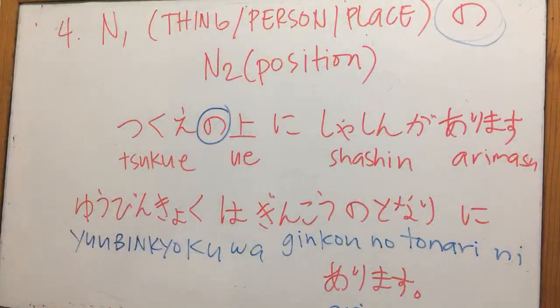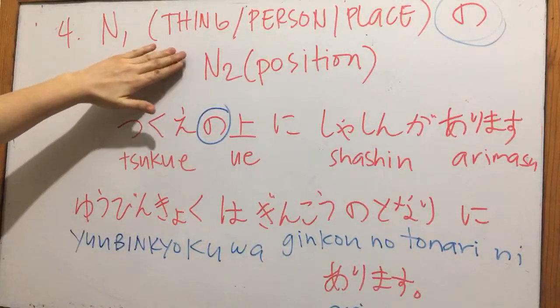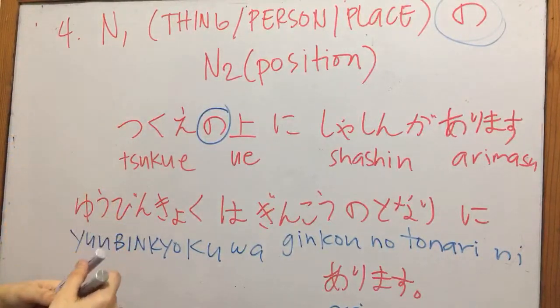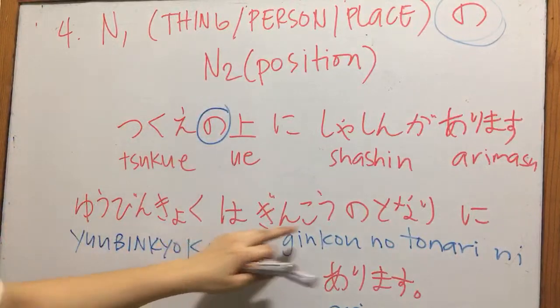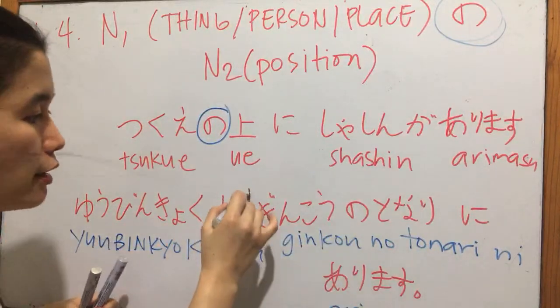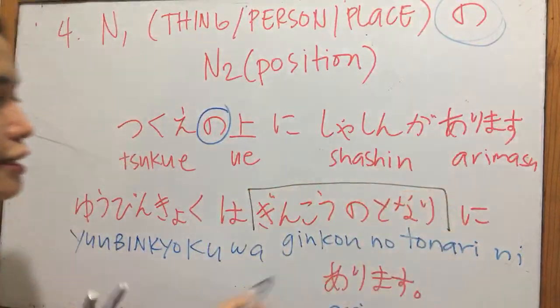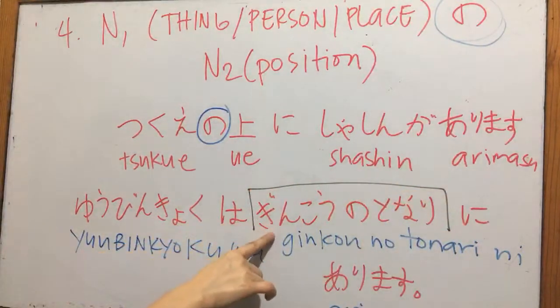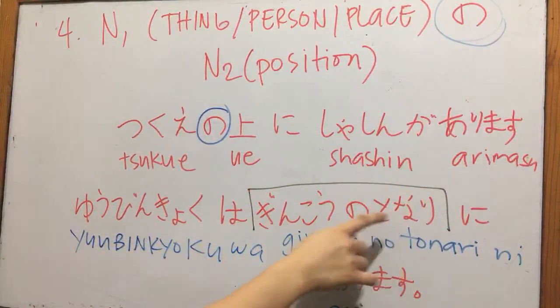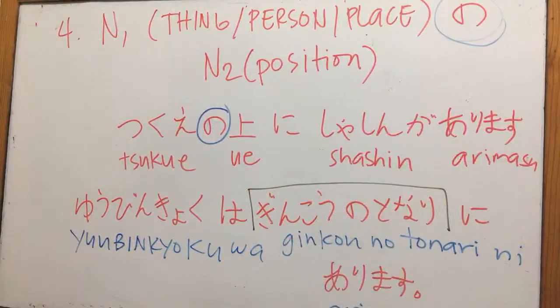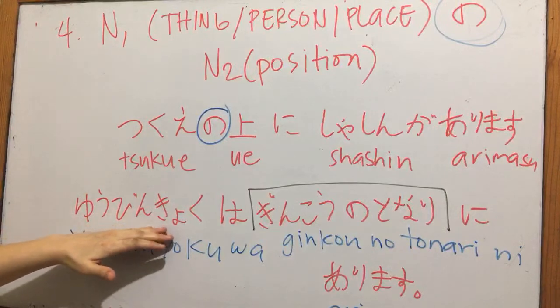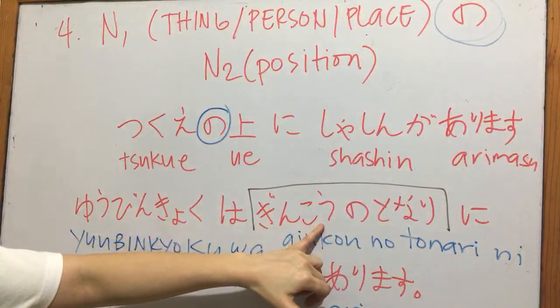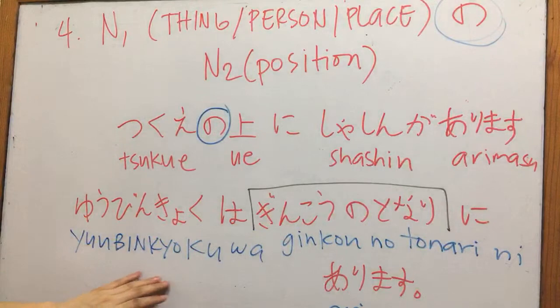Okay, so we have in here this pattern. Ginko no tonari, okay? This is noun 1 and our noun 2. Tonari is beside. Yubin kyoku is post office. Ginko is a bank. Okay, so we have Yubin kyoku wa ginko no tonari ni arimasu.